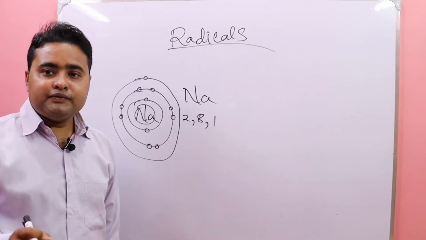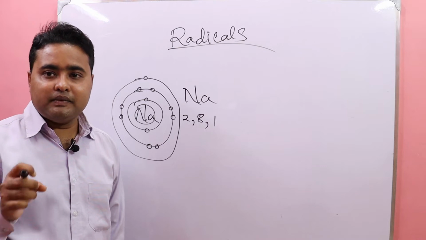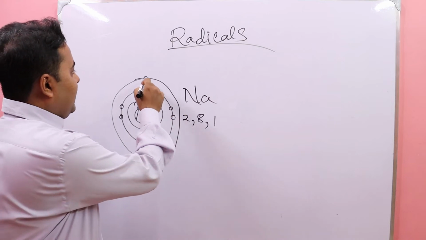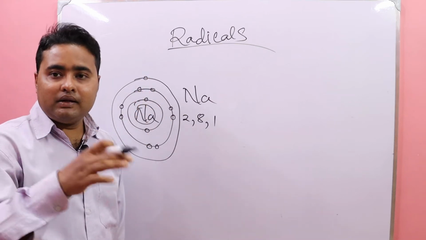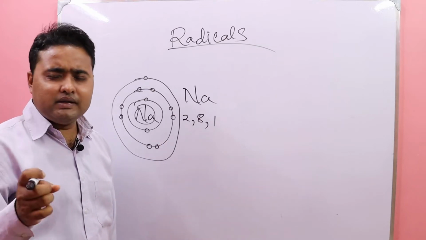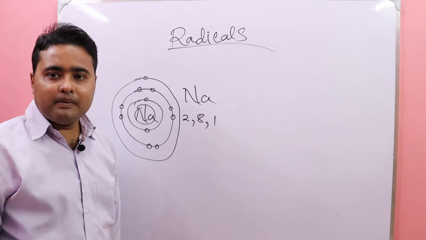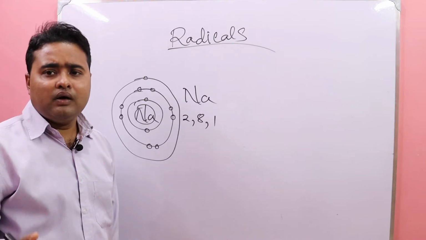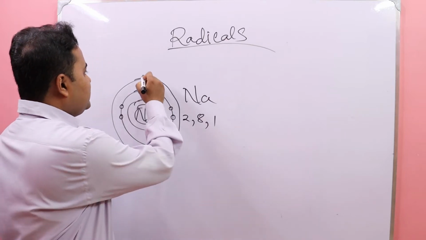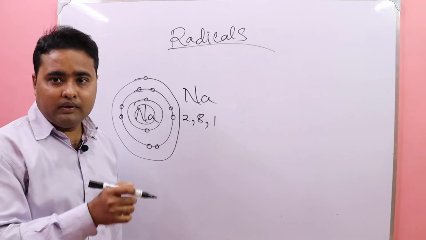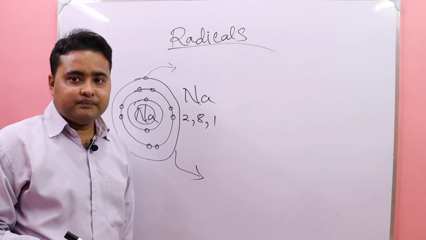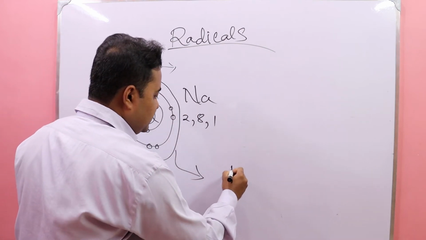And if the sodium atom wants to gain maximum stability, then it should remove the outermost electron. Then the next configuration will be 2, 8. The next shell contains 8 electrons, so that means it is a stable shell. It becomes stable, it becomes octet, it fulfills the octet rule. That's why the sodium atom, when it removes this electron, converts like this.